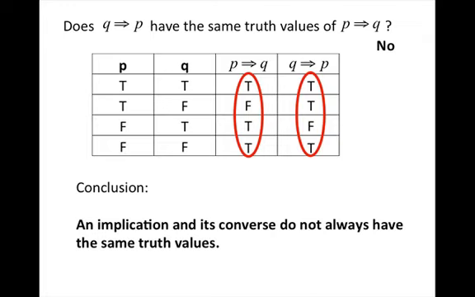So if I go back to that promise of if you make a 90, I will give you an A, I can't assume the opposite. I can't assume that if you make an A, you scored a 90 or above, because the converse was not always the same as the implication.